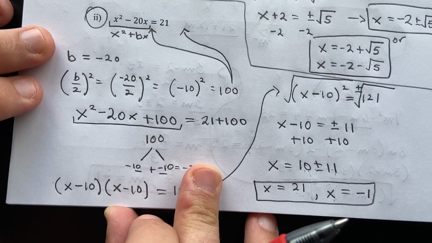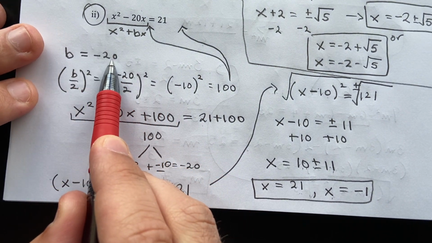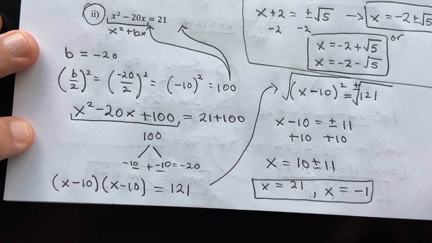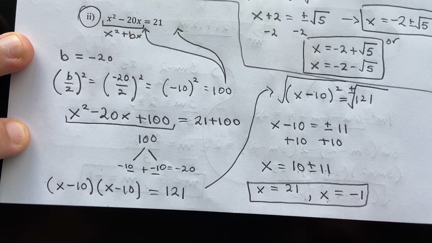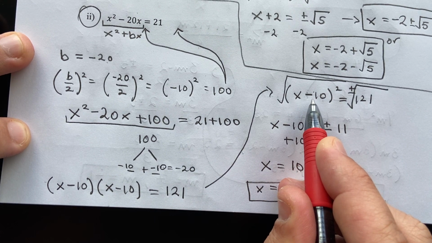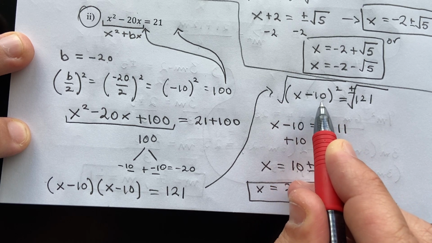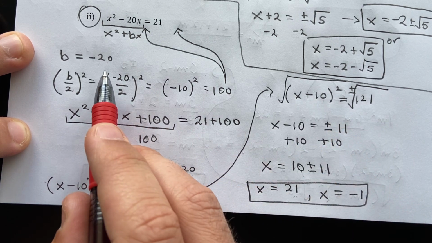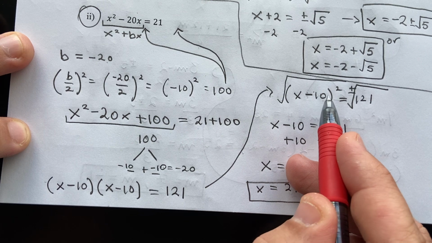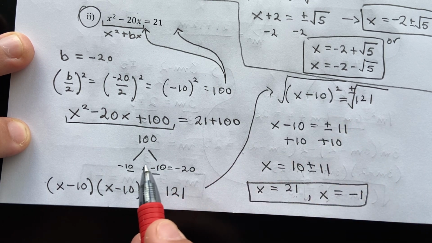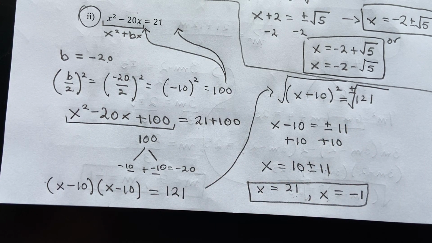B in this second case is -20. Half of b would be -10. And you can see that -10 right here in our factorization, right? So here's half of b. Since b is -20, half of it is this -10. I factored it using a times c, so you can do that.